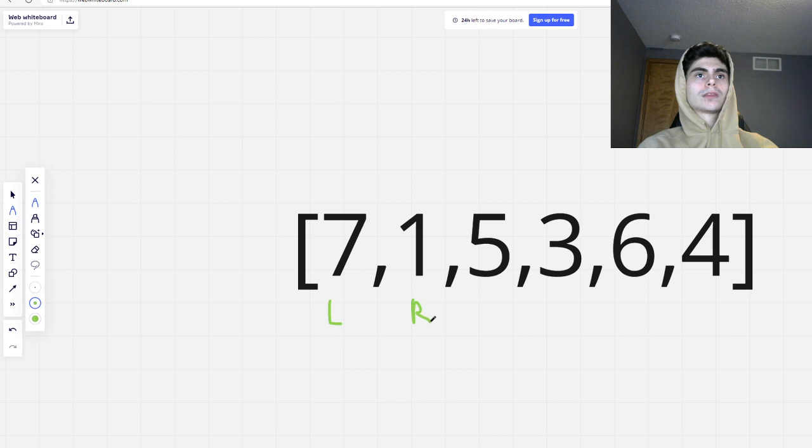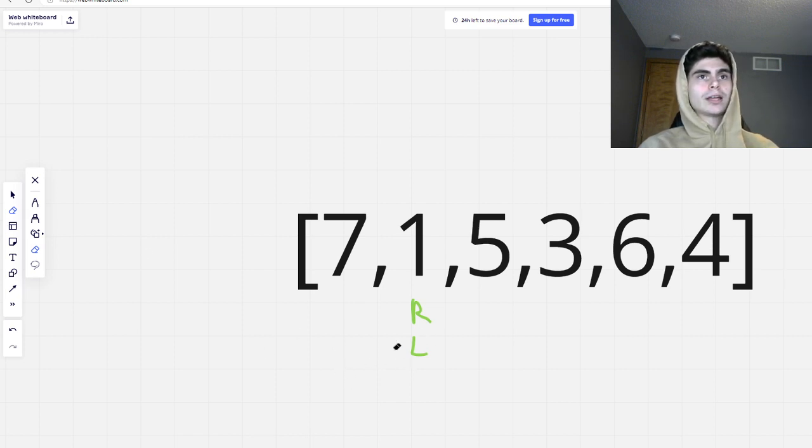So right off the bat, we need to check whether the value at the right pointer is less than the value at the left pointer, because that's not going to give us any profit, right? We're going to lose money if that's the case. 1 minus 7 is not profitable. So we check it, and obviously we don't make profit. So then left is now going to be at right. So left's now at our right pointer, so we can erase this.